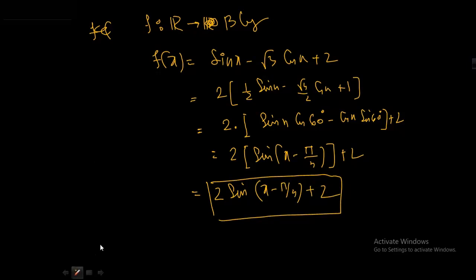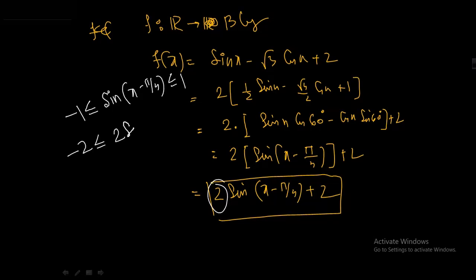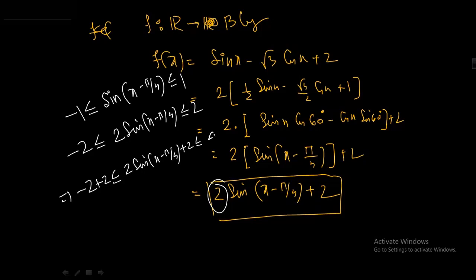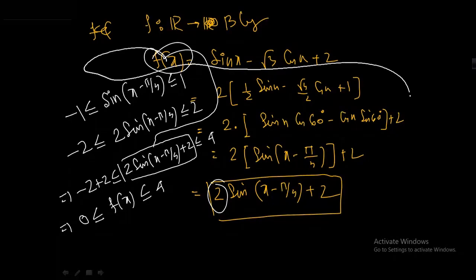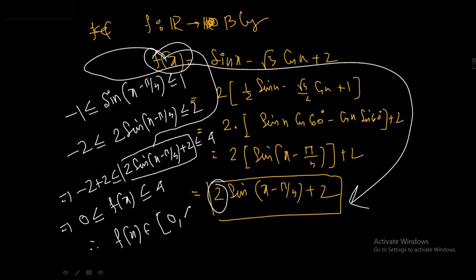So this is easy. We know minus 1 is less than or equal to sine of anything, less than or equal to 1. So it is in the form of 2 multiplied, so multiply by 2. There is plus 2, so add 2. So this is 0 less than or equal to f(x) less than or equal to 4. So obviously f(x) belongs to the closed interval 0 to 4.